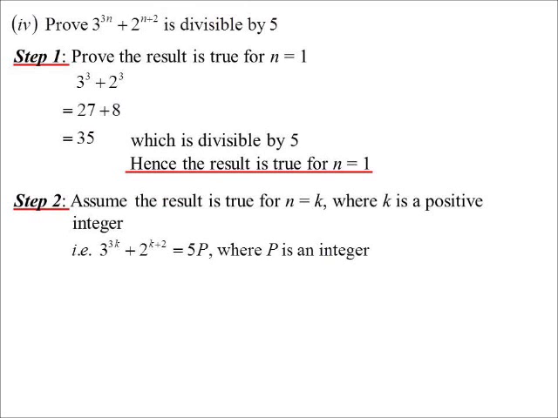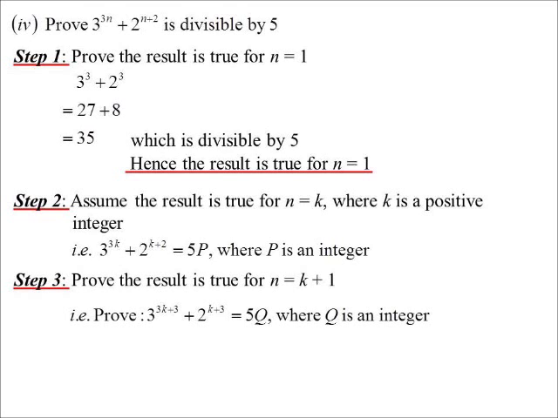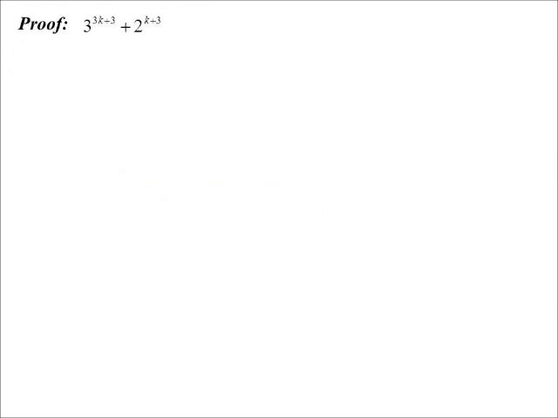I'm going to assume then it works for n equals k, where k is some integer. Again, I'm going to call it 5p. I can write it as 5 times something. We want to prove it's true for k plus 1. So it'll become 3 to the power of 3k plus 3 plus 2 to the power of k plus 3. I want to prove that's equal to 5 times something, some whole number. Now I need to get my assumption in there somehow. I can't get the assumption straight in.